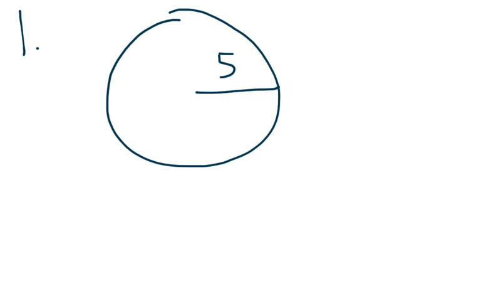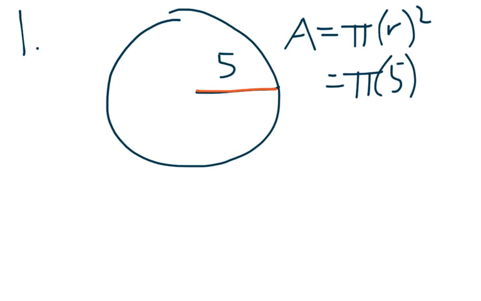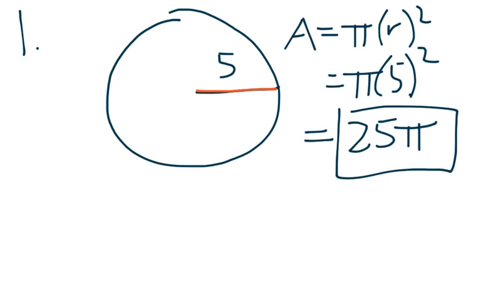Let's look at number 1. So for number 1, they give us the radius, and it's a radius of 5. So what we're going to do is plug it into the equation. So area equals pi r squared. So that is pi 5 squared. And remember, when you square something, you're multiplying it by itself. So 5 times 5 is 25. And we can leave it in terms of pi. Like when we write 25 pi, we know that it's actually whatever number 25 times 3.14 is, on and on and on. But we can just write it as 25 pi.